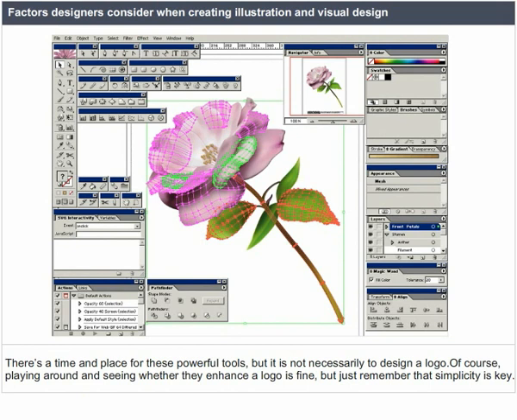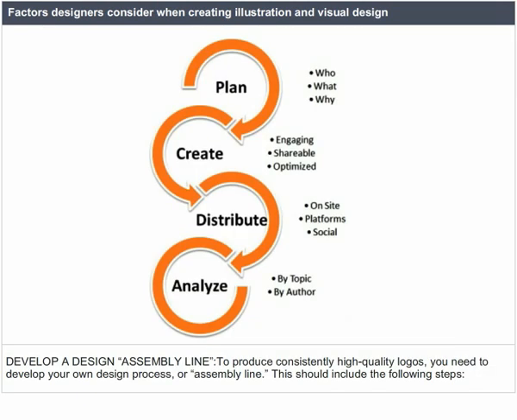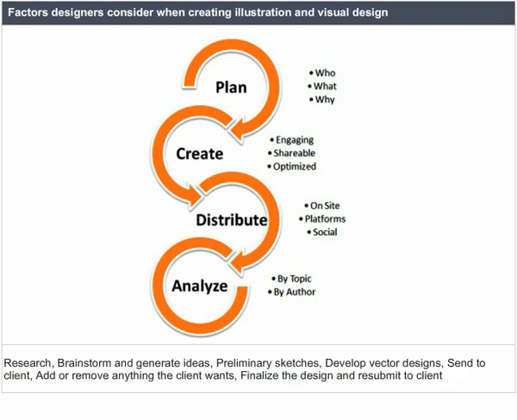Develop a design assembly line. To produce consistently high quality logos, you need to develop your own design process or assembly line. This should include the following steps: research, brainstorm and generate ideas, preliminary sketches, develop vector designs, send to client, add or remove anything the client wants, finalize the design and resubmit to client.